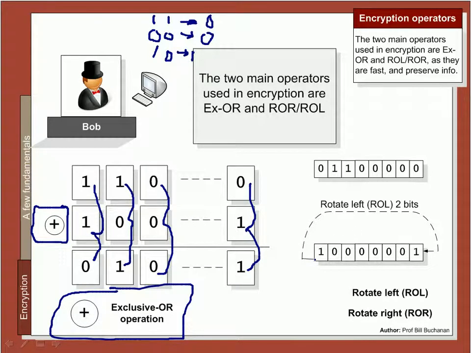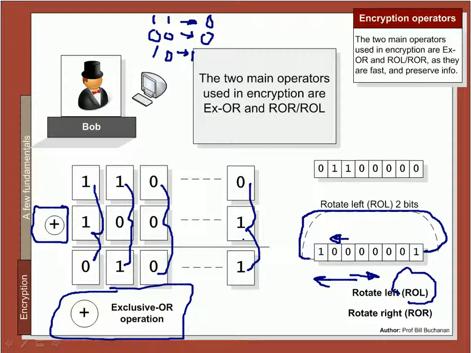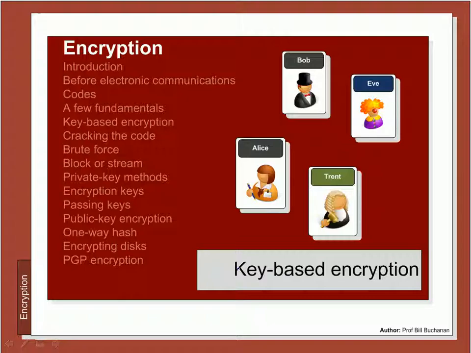The other operation that we use is a shift left, rotate left, or rotate right. In this case, we have rotate left 2 spaces, so all the bits go 2 spaces to the left, and then the bits that come off the end go into the start. So we can have a rotate left, which goes that way, or a rotate right. Each time the bits come off the end and go on the other side, and that way no information is ever lost. Okay.